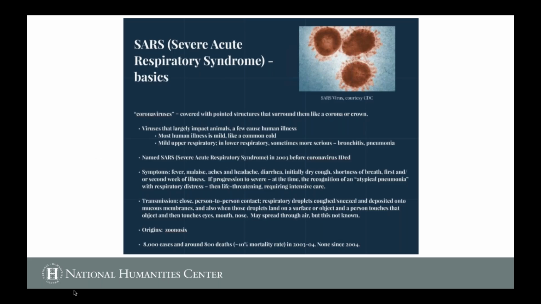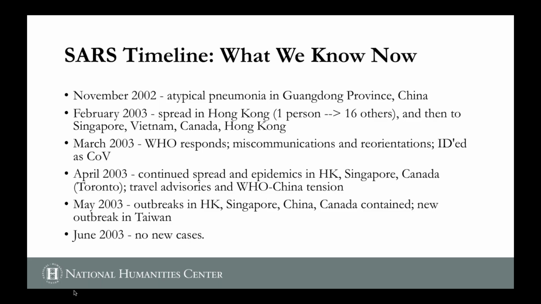So SARS, severe acute respiratory syndrome, was really the first coronavirus that woke everybody up to thinking about these. It was named SARS before the coronavirus was identified as the pathogen. SARS was relatively brief in total. We know that the first cases of atypical pneumonia developed in November 2002, and by June 2003, the outbreak had been stopped in its tracks through an exceptional work of surveillance and containment by national governments as well as the World Health Organization.